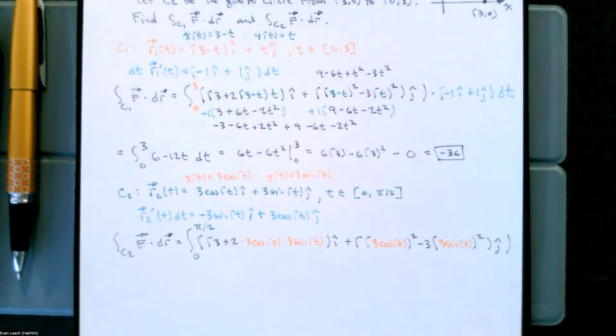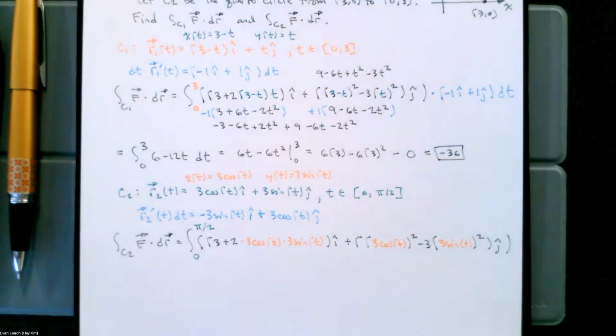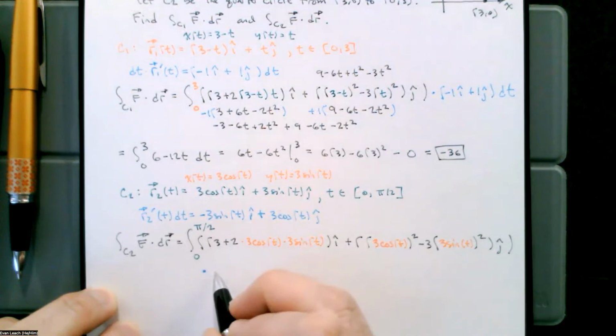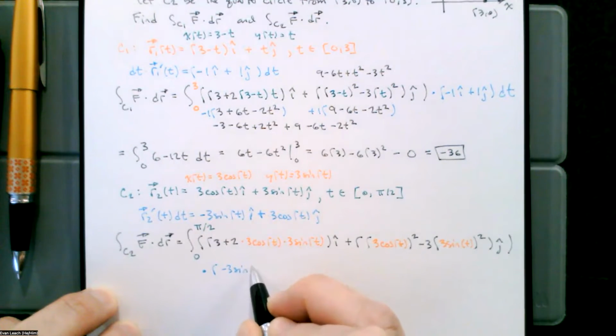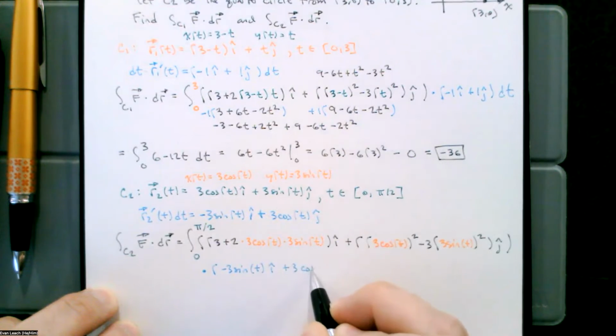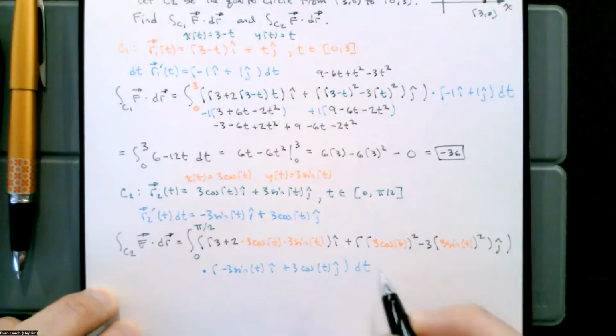We want to know how much of this vector field is going in the direction of the curve. So we need to find the dot product of the vector field and the direction of the curve. So dot dr, which is negative 3 sine t I plus 3 cosine t j dt.